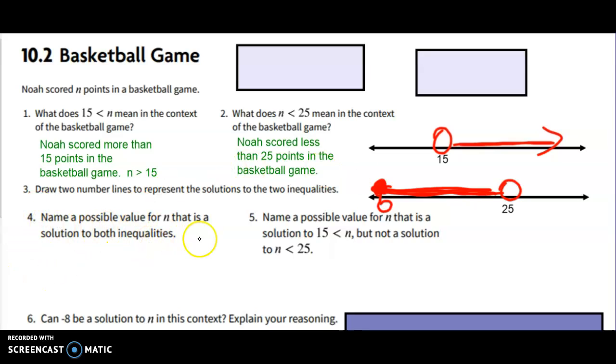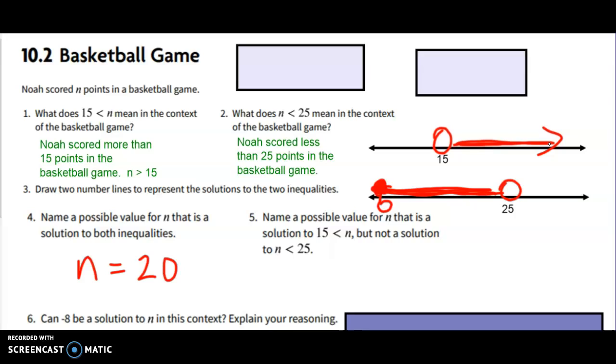Name a possible solution for n that is a solution for both inequalities. Well, how about n right in the middle is 20? That would work. It would work for the first one, scoring over 15, or less than 25.